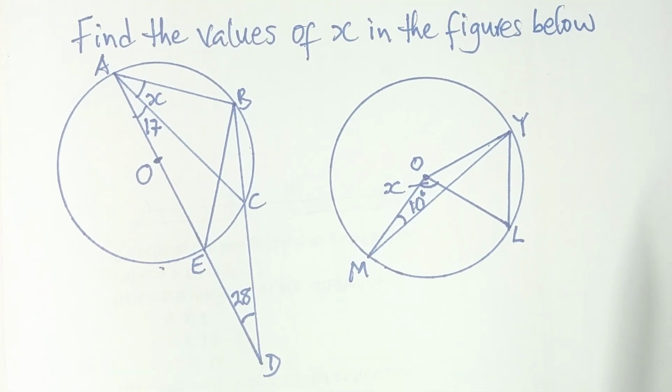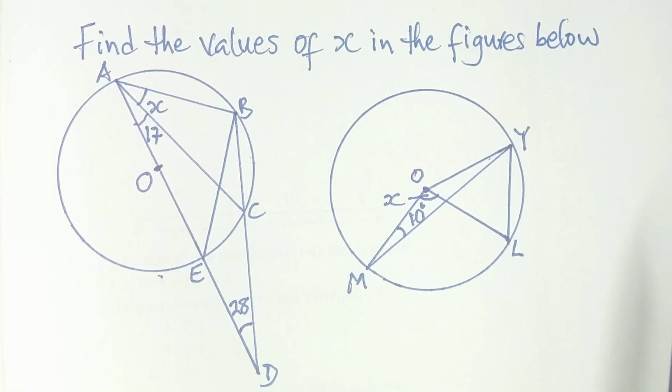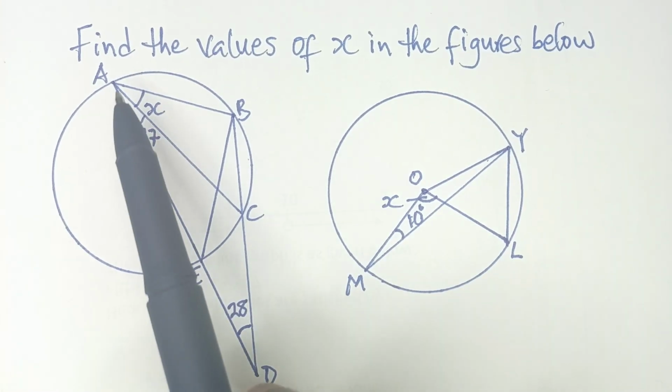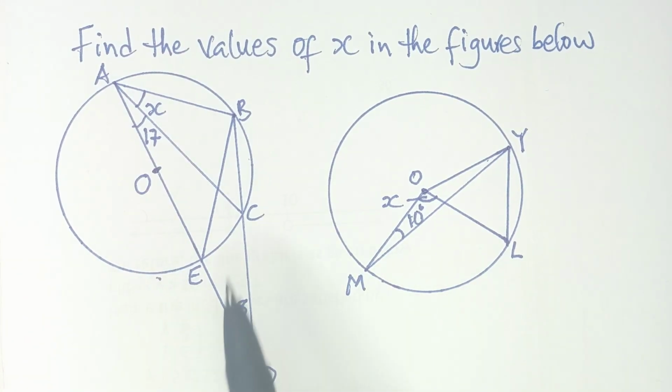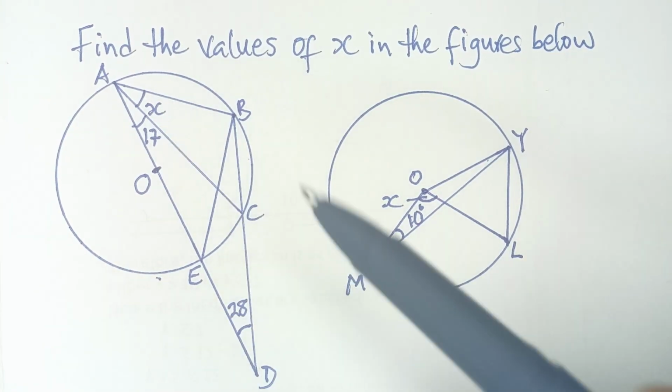So now let's look at the first figure that we have there. Now the first one there says that we have a triangle, or a large triangle ABD, and then we have other letters C and E there. Now we're asked to find the value of x.